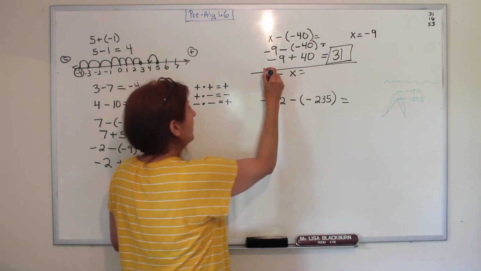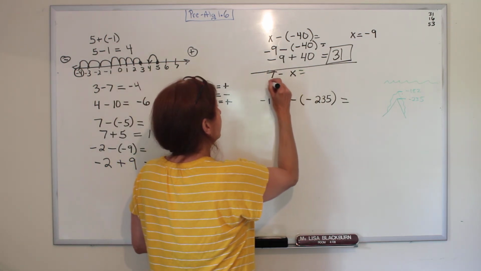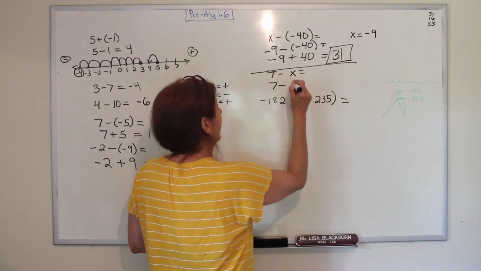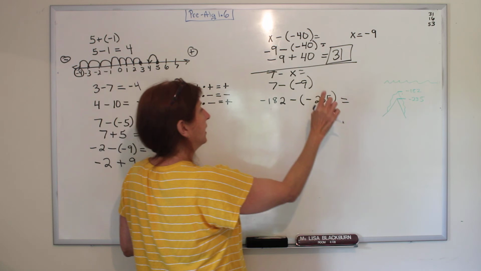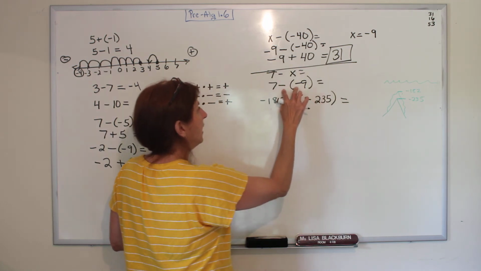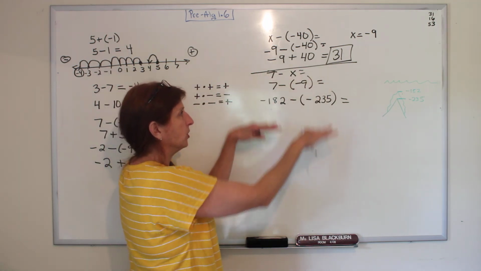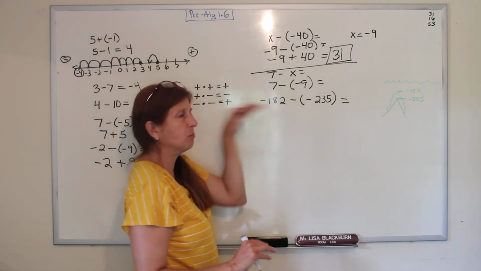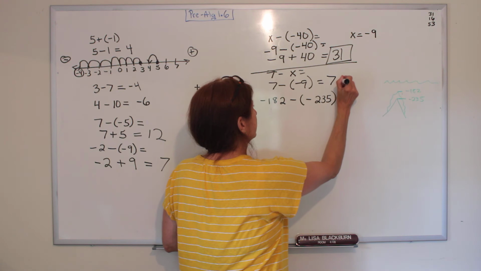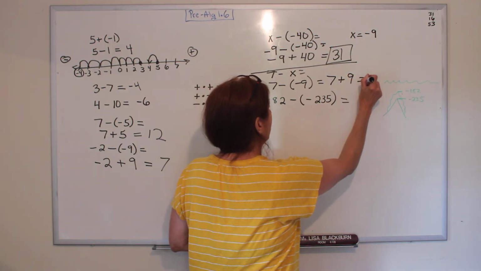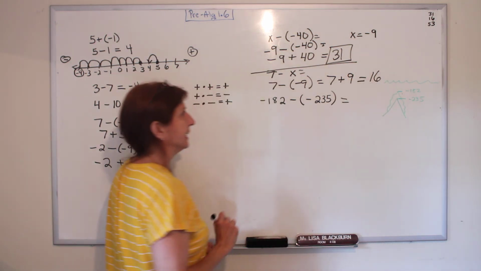Let's do another one. 7 minus x. So 7 minus an x is negative 9. I'll sing substitute and fill it in. Two negatives make a positive. Now I usually want you to work down and not out, but I didn't give myself enough room. So I'm going to have to work out. So this is the same thing as 7 plus 9, which equals 16.